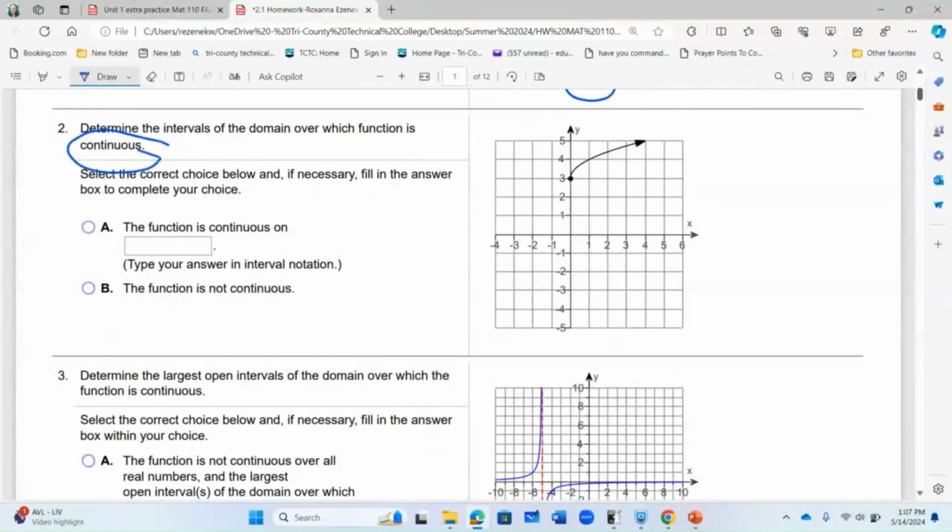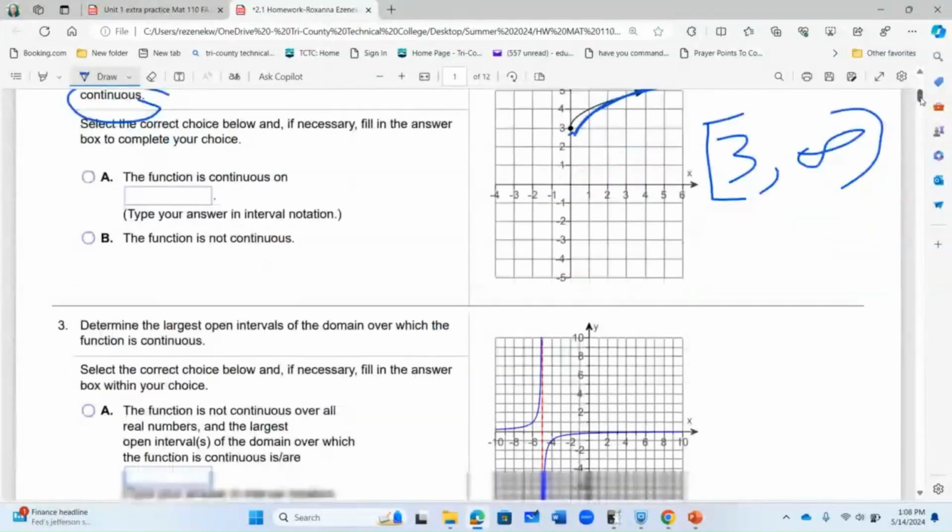The function is continuous from 3 to positive infinity because 3 is included. So if I'm writing this, I can use the interval notation: 3, bracket, comma, positive infinity. You do not enclose infinity with brackets, so it has to be parentheses. So the domain of the function on the interval of existence is 3 to positive infinity.